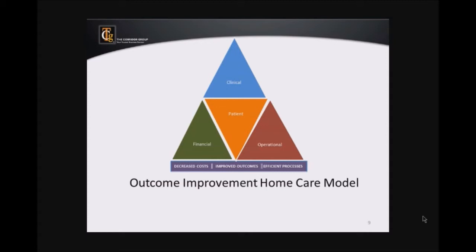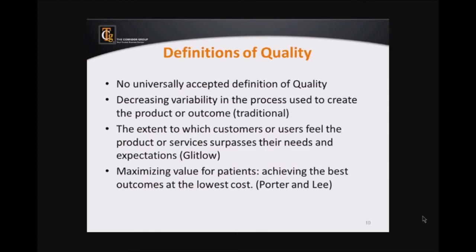At the bottom are the outcomes: decreased costs, improved clinical outcomes, and efficient processes. Because this is so interrelated, you can't just take one piece of the puzzle and ignore the others. And when you achieve better outcomes, the other rewards of lower costs and more efficient processes usually are a pleasant byproduct.